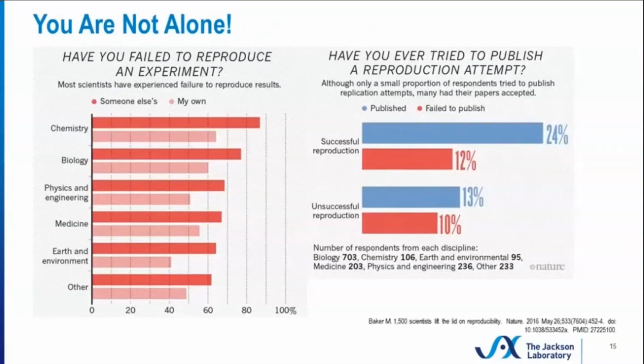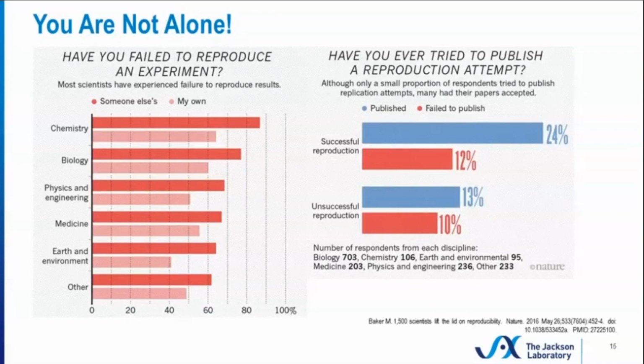This publication that I put up here looked at different fields: chemistry, biology, physical sciences, medicine. And if you notice, this trend of irreproducibility is very common across various domains, and that is for your own research or for somebody else's research. So this tells us that we need to address this very quickly and very effectively.